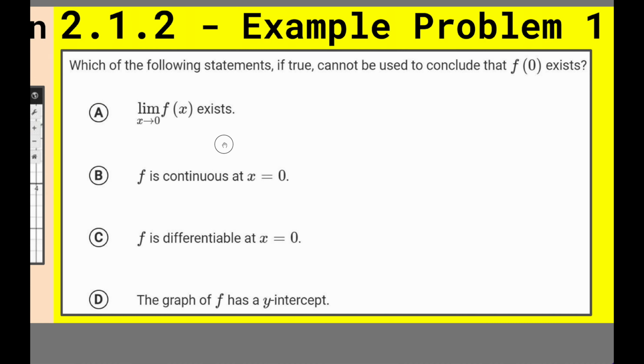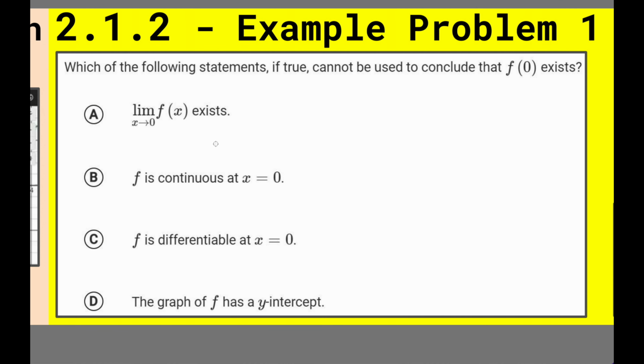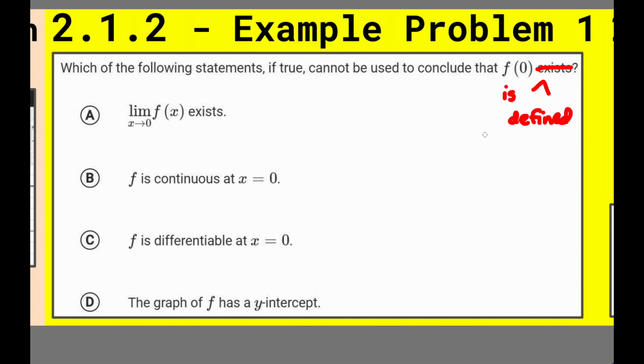All right, let's look at an example problem right here. Which of the following statements, if true, cannot be used to conclude that f of 0 exists? Okay, first thing I'm going to do is get rid of this word exists. I should write is defined. That exists is a little problematic because limits exist. Values of f are defined. Now, exist might work in this. I'm just being a bit extra on that, but that's okay. It doesn't really matter. So which of them, if true, cannot be used to conclude that f of 0 is defined?